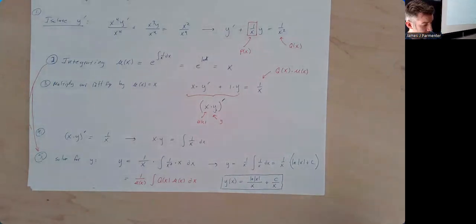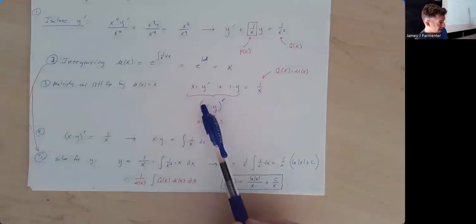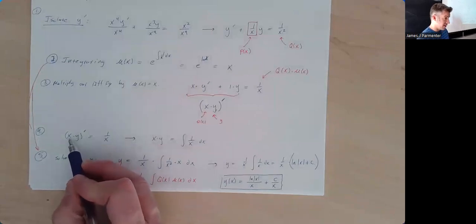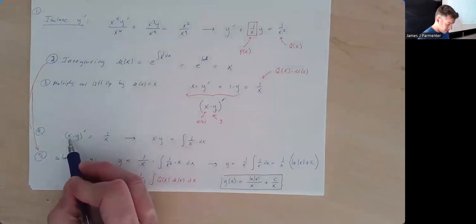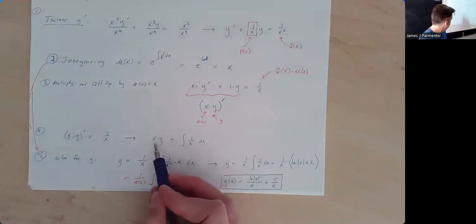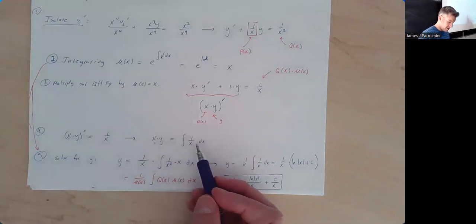Because every time you do this, you're multiplying by a thing so that the left-hand side becomes a product rule. And it always becomes the product rule of y times whatever your integrating factor was. And so then to solve for y, you integrate both sides to get y times your integrating factor, and then it's the integral of your integrating factor times q, and then you solve for y.